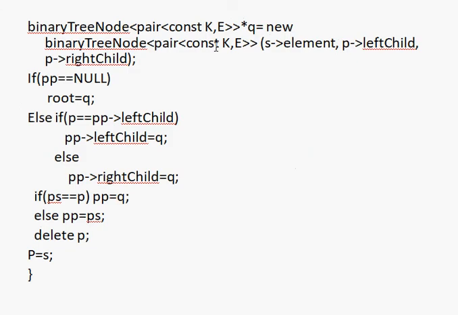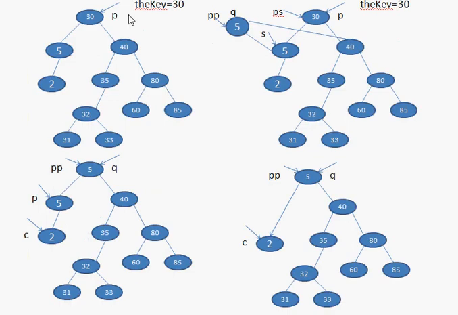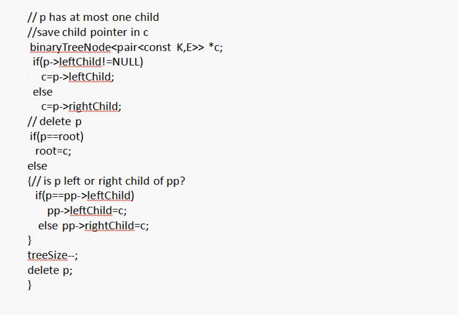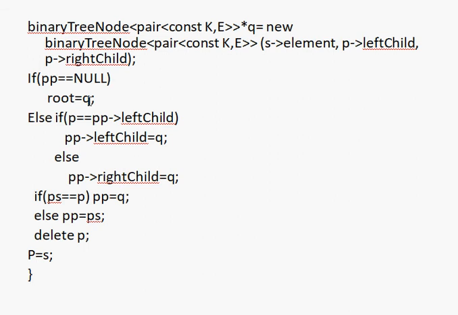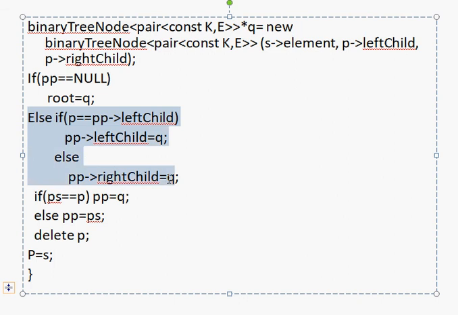So what we do, we create a node, add S element, P left child and right child. Now we check the condition, is PP equal to null. Right now this is the scenario here, PP is null, correct? So in that case, the element which you are going to delete is root itself. So what we do is we write root is equal to q. So q becomes the root. That's true, which means this else if will not be executed, even else will not be executed. Then we directly move on to this instruction.